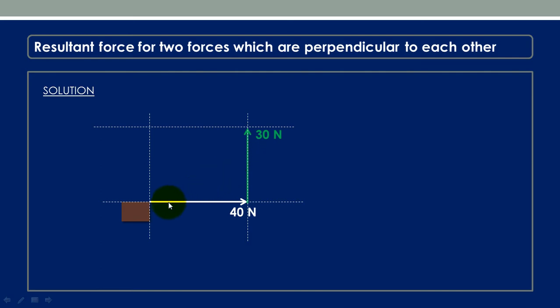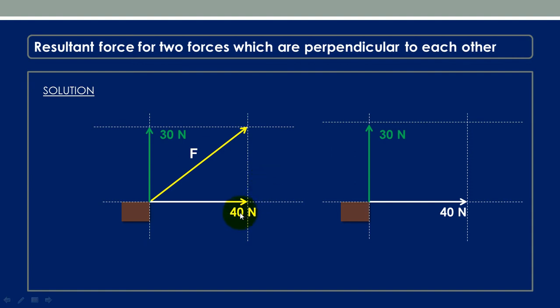And therefore we are going to draw the resultant force from this tail all the way to the head of this other force, or to the last head. This is the resultant force. F is the resultant force.